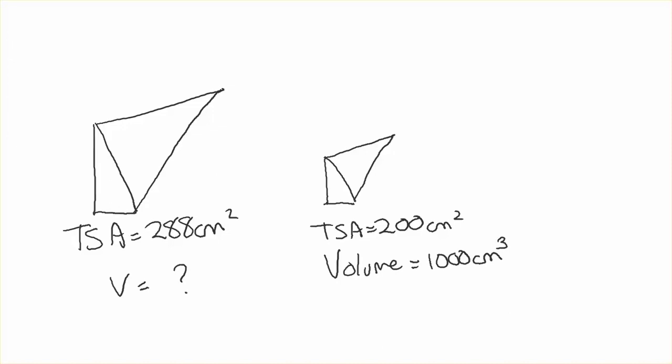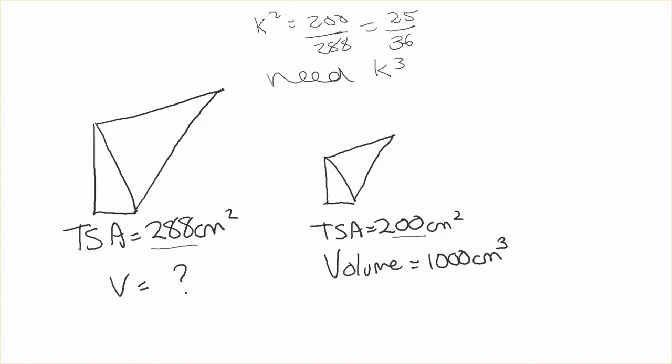This next one is just the same. I have two total surface areas and I want to find a volume. So again, it's k squared going to k cubed. So I'm going to find my k squared. Doesn't matter which order I put it in. I'm going to put 200 over 288. Now I could work with those numbers if I wanted to, or I might ask my calculator to simplify it for me. 25 over 36. Now I've got k squared. I want to find a volume, so I need k cubed.